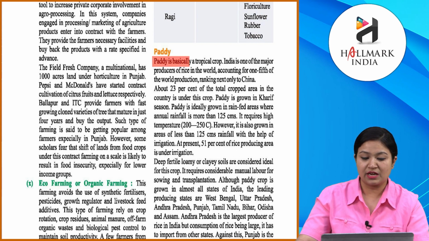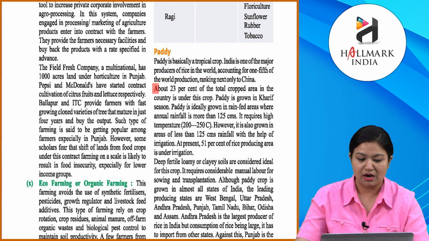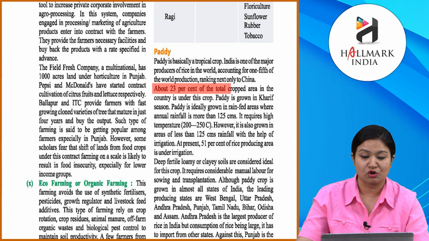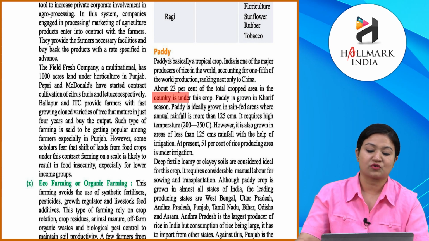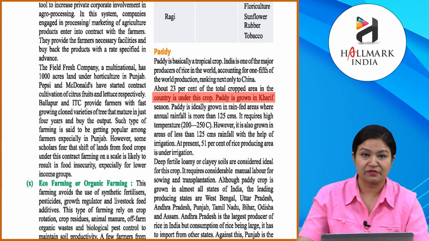Paddy is basically a tropical crop. India is one of the major producers of rice in the world, accounting for one fifth of the world production, ranking next only to China. About 23% of the total crop area in the country is under this crop. Paddy is grown in the Kharif season.